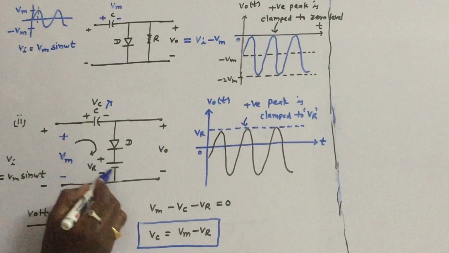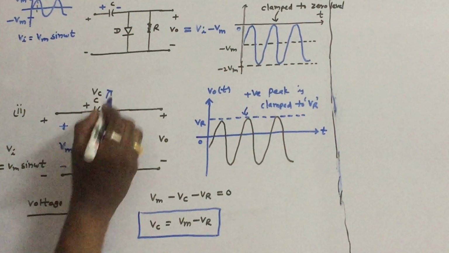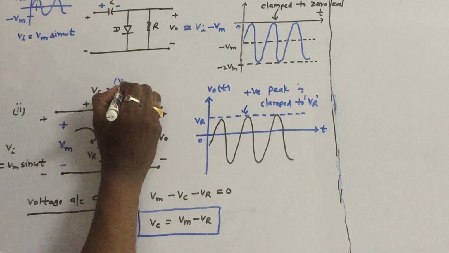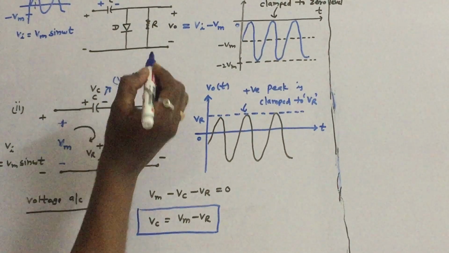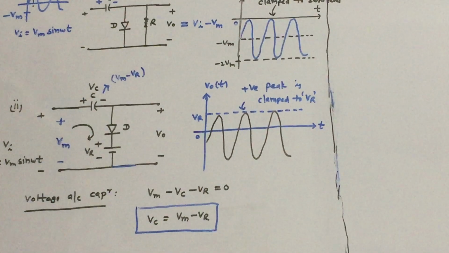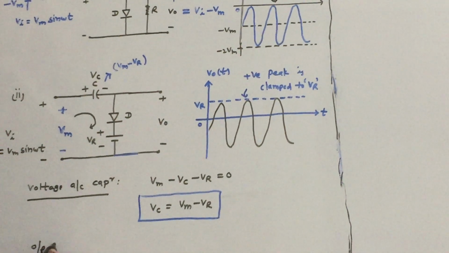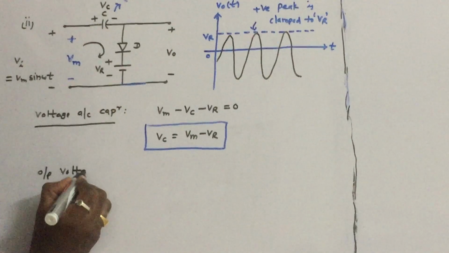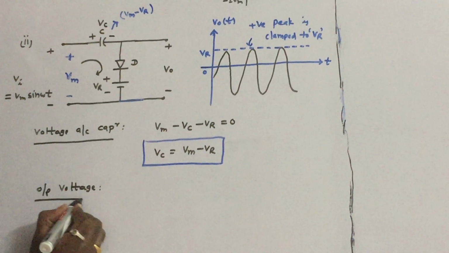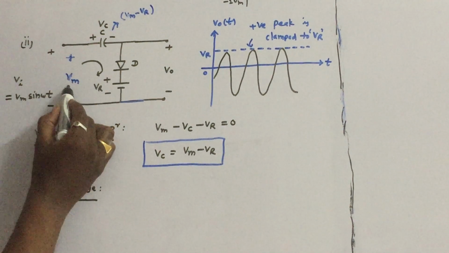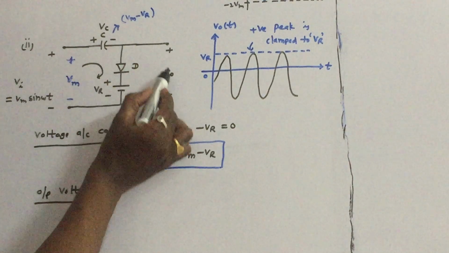Now because of this introduction of Vr, the capacitor will charge to Vm minus Vr. Remember that the capacitor will charge to Vm minus Vr in the circuit. So let us find the output voltage now, very easy. Once the capacitor voltage is known, what is the output voltage expression? Let us see. Just apply KVL to the inner and outer loop.